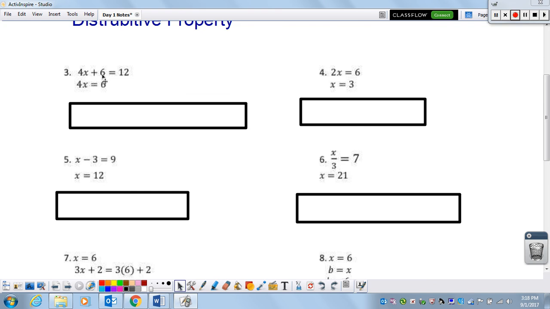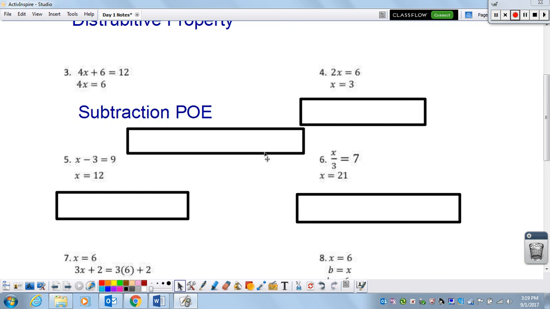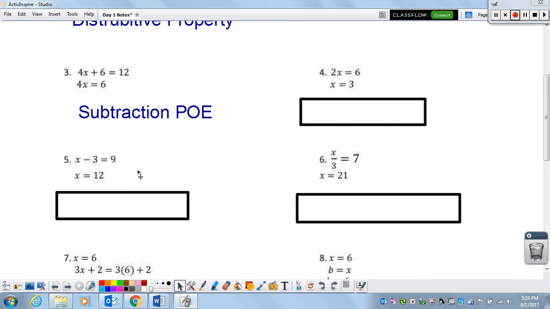Number 4, we have 4x plus 6 equals 12, and the next line tells us 4x equals 6. Well, we had a plus 6 here and we don't anymore. So what we did here is we subtracted this 6. If we subtract it from one side, we have to subtract it from the other side. And the property that tells us we can do that is the subtraction property of equality, or you can abbreviate that POE if you like.